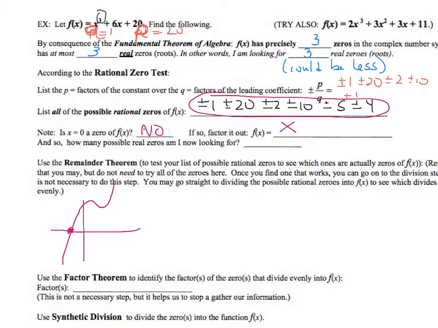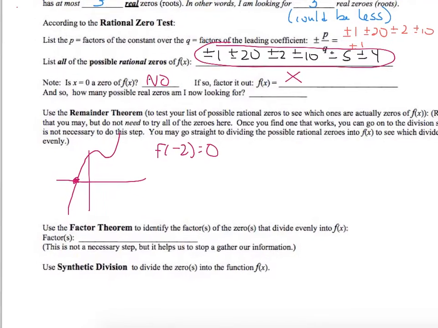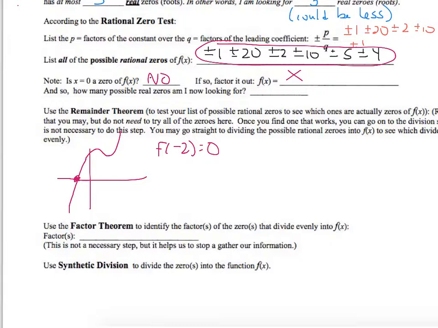So one of the zeros, because I know f of negative 2 equals 0. Now how do I know that? I know that because when I looked at my graph, it crossed at negative 2. So one of my zeros, I'm looking for 3 zeros, remember, has to be negative 2. So I have to find 2 other zeros. Now the graph does not cross any other places. It only crosses that one place.